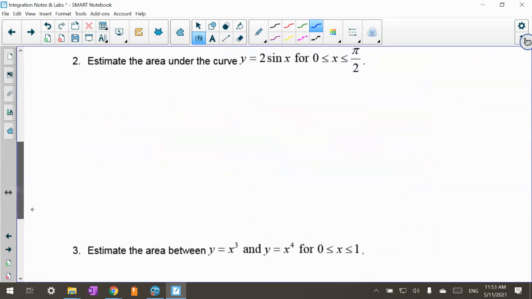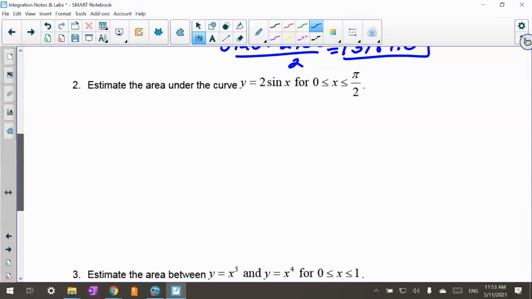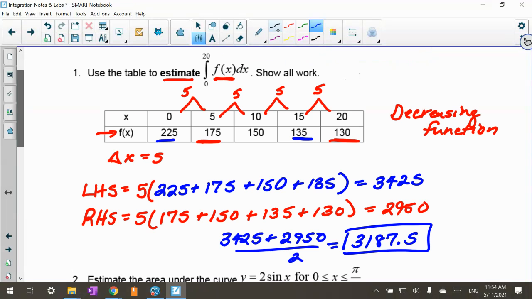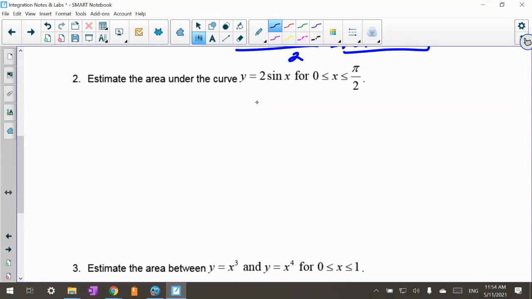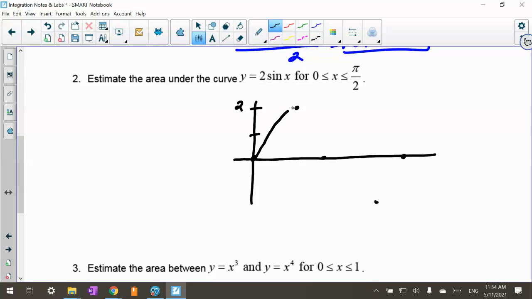All right, so let's look at number 2. It says estimate the area under the curve of y equals 2 sine x from 0 to pi over 2. So I just want you guys to remember, when you graph 2 sine x, it has an amplitude of 2. Let me just set this up. So I'm going to have 1, 2. Sine starts at midline, and cosine starts high.